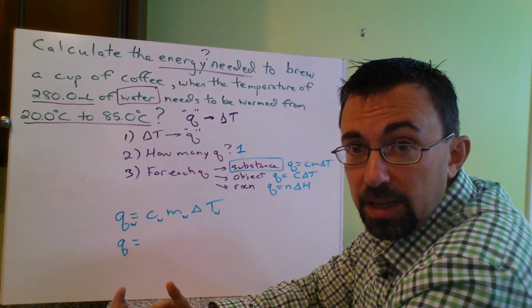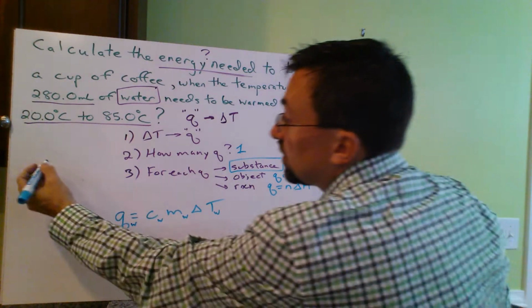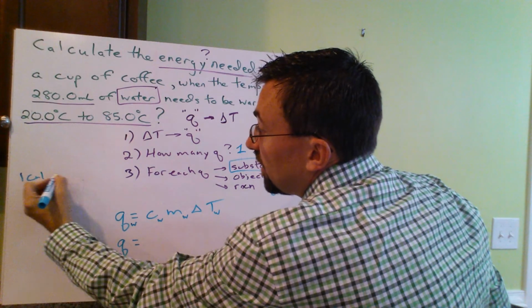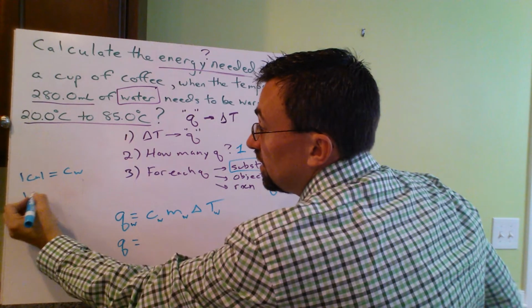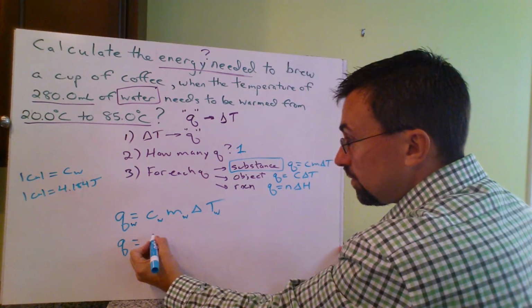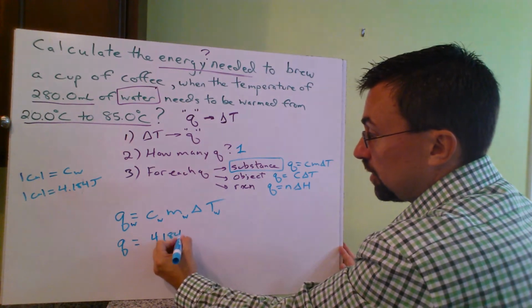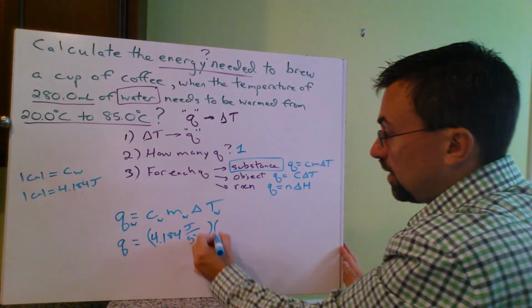So do we have the specific heat capacity of water? No, but specific heat capacities are intensive properties. We could look them up in the book, or we could even remember that Dr. Wirgo said a calorie is defined as the specific heat of water, and a calorie is equal to 4.184 joules. So this is 4.184 joules per gram degree Celsius.